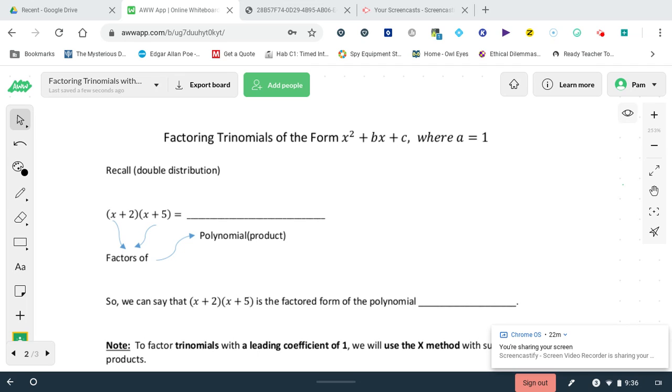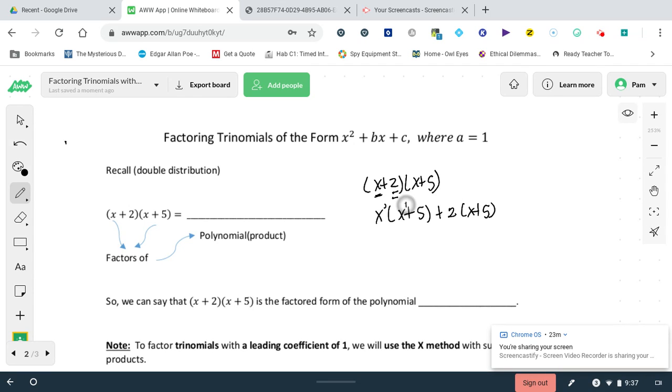I'm going to recall double distribution. Double distribution is when you break up one binomial factor and then keep the other one and then multiply the broken up one times the other one in two parts. So for instance, x plus 2 times x plus 5, and you can use FOIL if you want to, first, outer, inner, last. I'm just going to use double distribution. So x times x plus 5, I'm breaking up the first one, plus 2. So it's x times x plus 5 plus 2 times x plus 5.